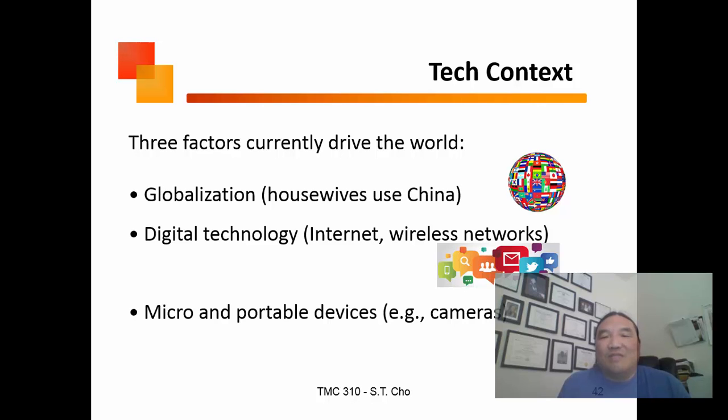In terms of context, three factors drive the world. One is globalization. If you can't get it here, you can find it somewhere else. This is why you have housewives building products in China. In terms of digital technology, it's fundamental. You have to have it. This is the way people buy now. In terms of advertising, it's surpassing TV this year. And you're also going to need devices. And why? Because it's through devices that you touch the customer.